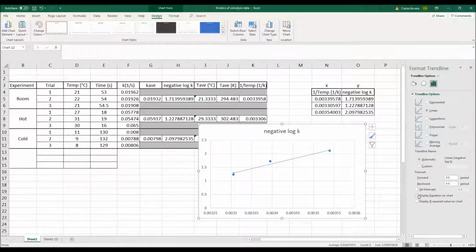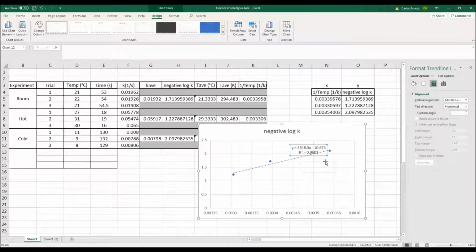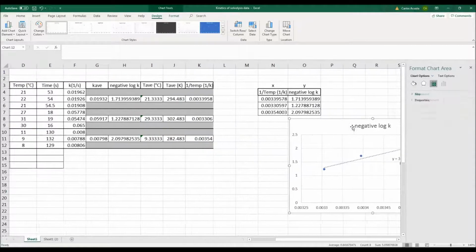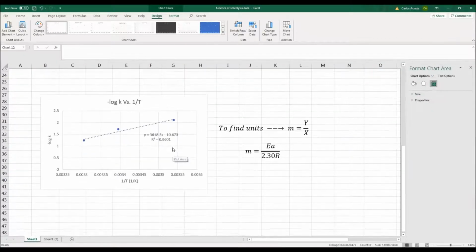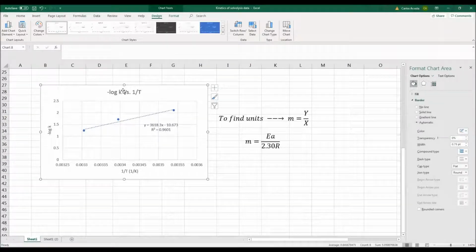Then we go all the way to the bottom and check off display equation on chart, and we also check off display R squared value on chart. Now we're just going to move this to somewhere where you can see it. We can see that it gave us a formula for a straight line, of the form y equals mx plus b. So we see our slope is the one next to the x, so our slope is 3,618.3. Now I'm just going to move this to the side because I've already done this with the axes labeled and the appropriate chart title. I want to see this when you turn in the report.